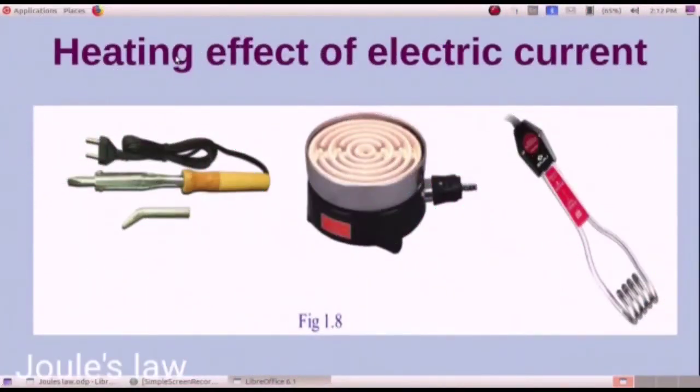Heating effect of electric current. Here we have some devices working on the heating effect of electric current: a soldering iron, a heater and an immersion heater. Now we are going to calculate how much heat energy will be developed in these circuits when electric current passes through them.